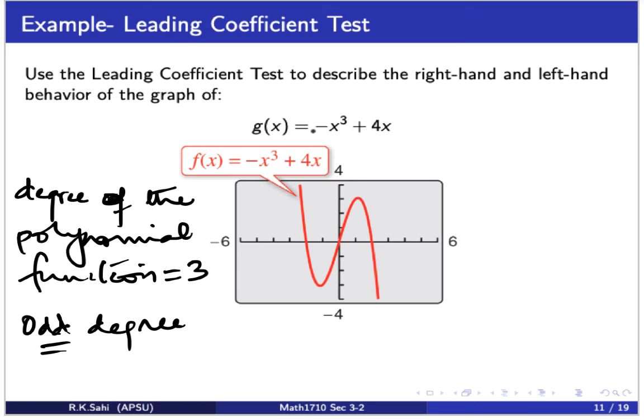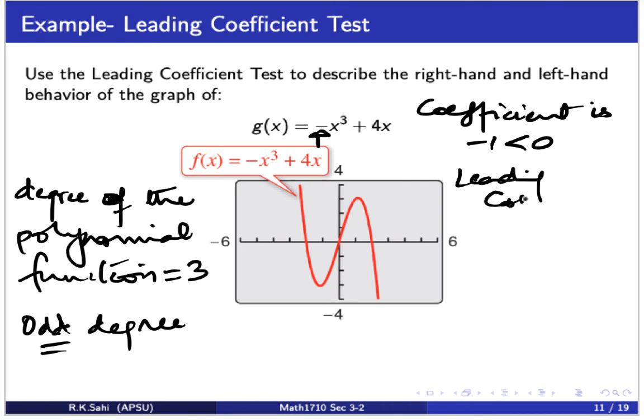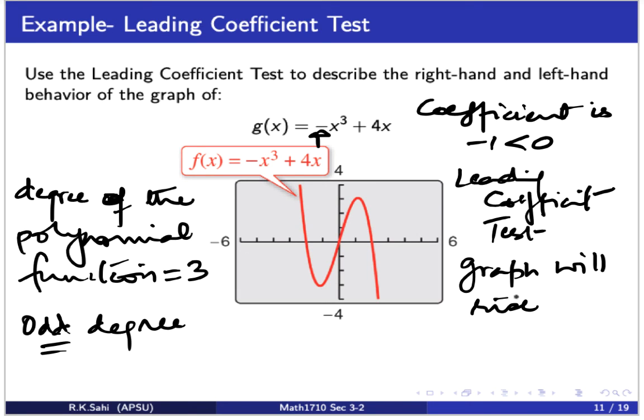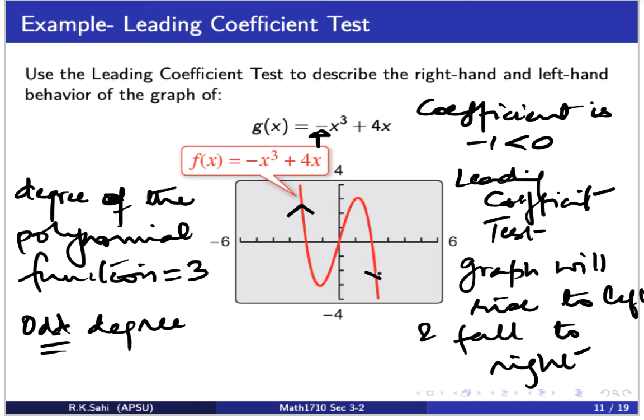Then we look at the coefficient of the highest degree. What's the coefficient? This is the coefficient. So the coefficient is -1, definitely less than 0. What does that mean? According to the leading coefficient test, this graph will rise to the left. You see, this was one. It is rising to the left, guys, and it will fall to the right. And that's exactly what we see over here.